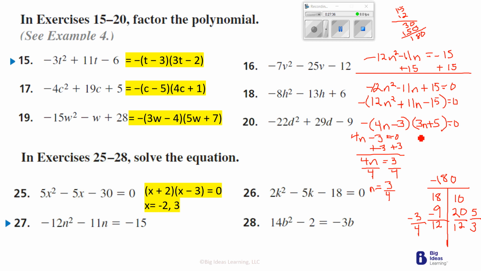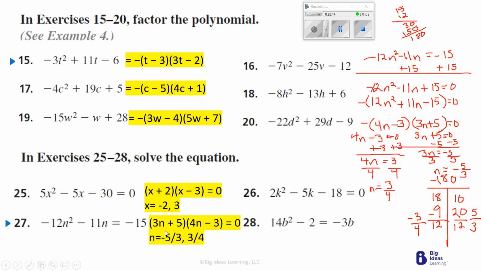Now I've got, let's see, 3n plus 5 equals 0. This is going to give me subtracting 5 from both sides. And that's going to give me 3n is equal to negative 5. And I'm going to have to divide by 3. And that means n is going to equal negative 5 over 3. Let's see how I did. Well, n is negative 5 over 3, or 3 over 4, just like I said.